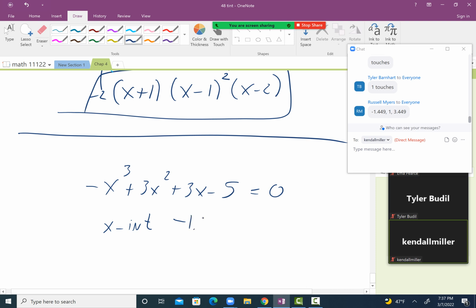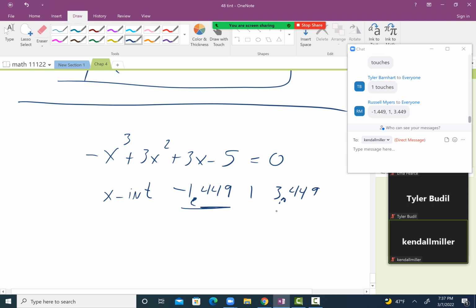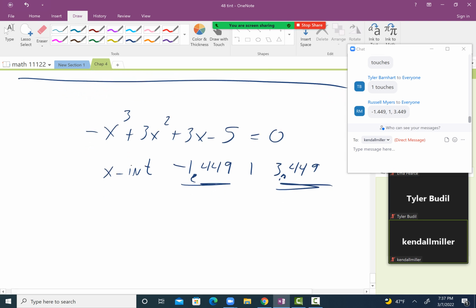Okay, negative 1.449, 1, and 3.449. So it had 3 of them, but see these? Those are not exact. Those are approximate solutions. So even though, yes, they are solutions, we cannot really use those. All right, but we are going to use this.